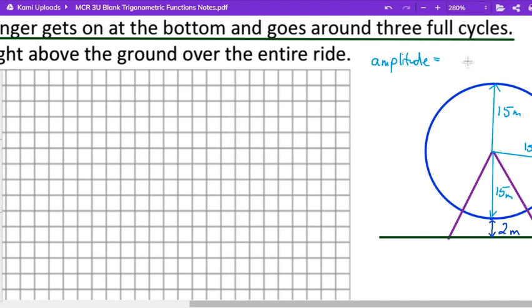now which transformation is the amplitude? Yeah, the A value. It's our vertical stretch. So the amplitude A is 15. Okay, we can write 15 meters, but in the equation, we don't add units.